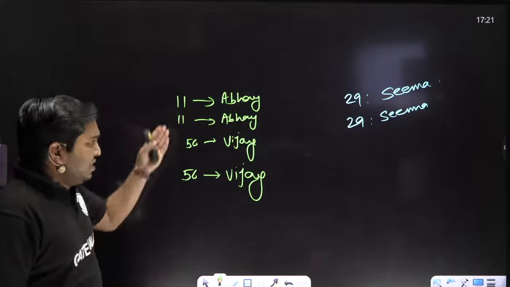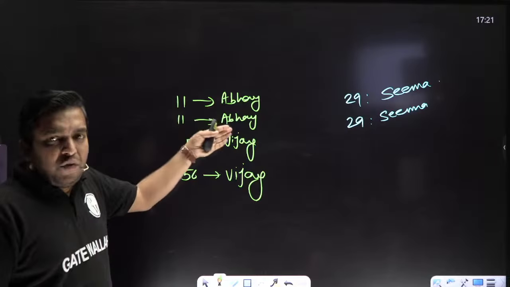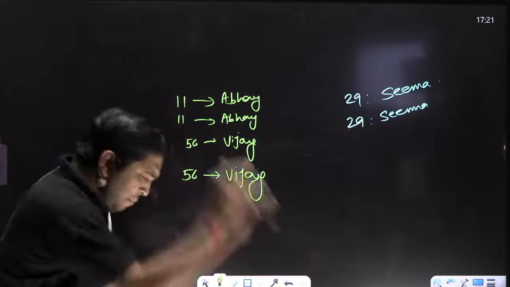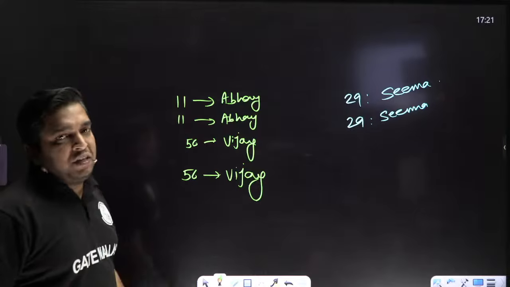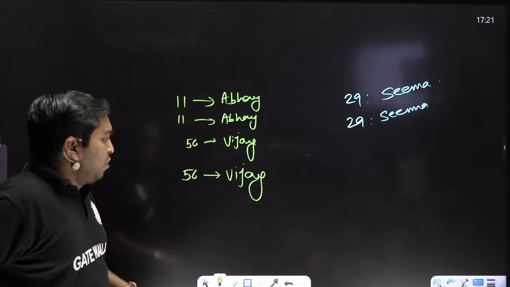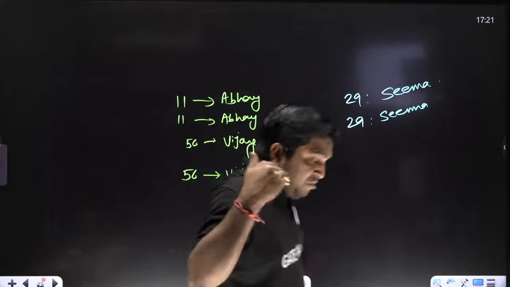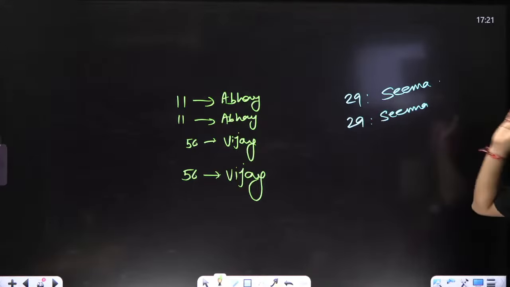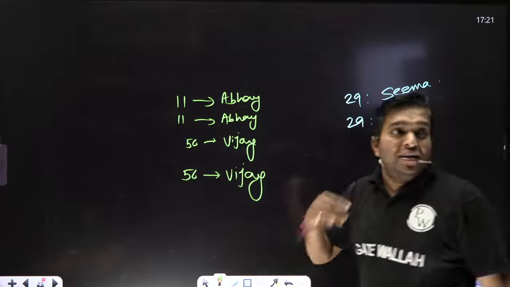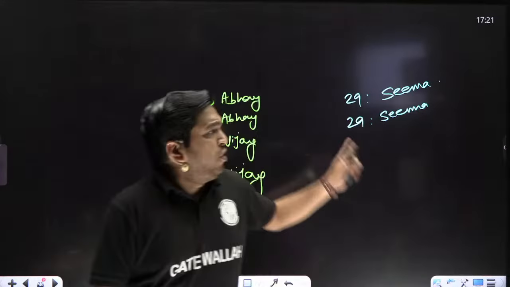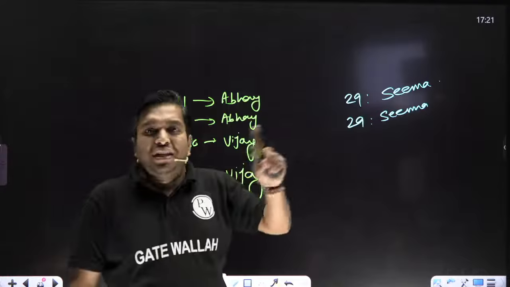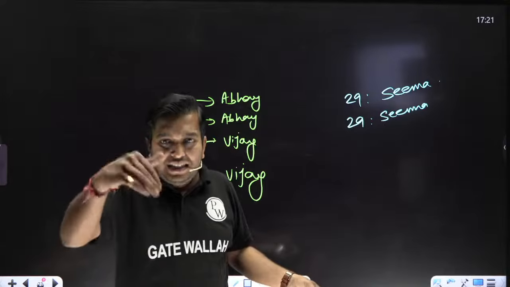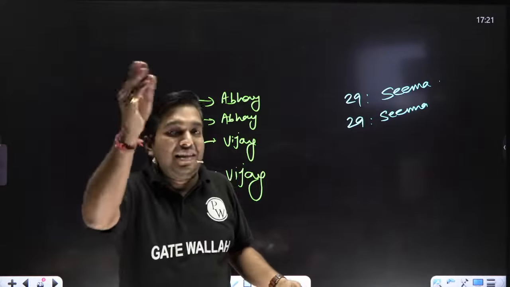Then we'll discuss this example. Roll number 11 is for Abhay, so whenever I insert roll number 11, Abhay's result will be shown. Whenever I insert roll number 56, Vijay's result will be shown. Whenever I insert roll number 29, Seema's result will be shown. Instead of writing it n number of times, we will write it once for each tuple. This is the advantage that I will use in primary keys and in keys.